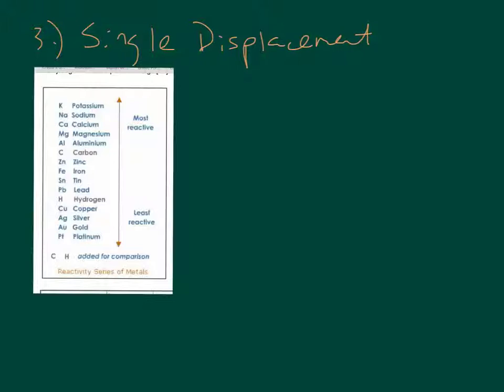Okay. Now the other thing we need to do before we actually do any single displacement or replacement reactions is talk about cations and anions. You should remember that from back in chapter 22. The cation is the positive metal ion in an ionic compound, and the anion is the negative non-metal ion in an ionic compound.